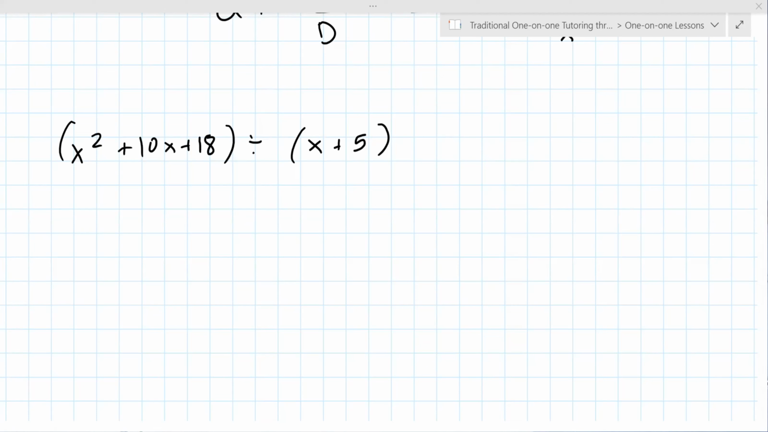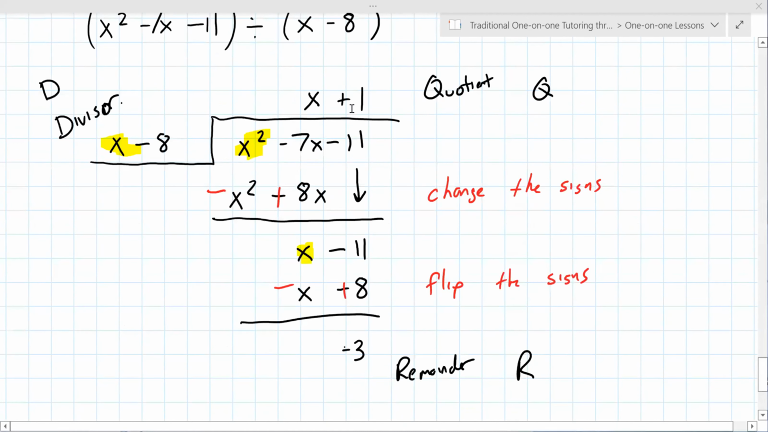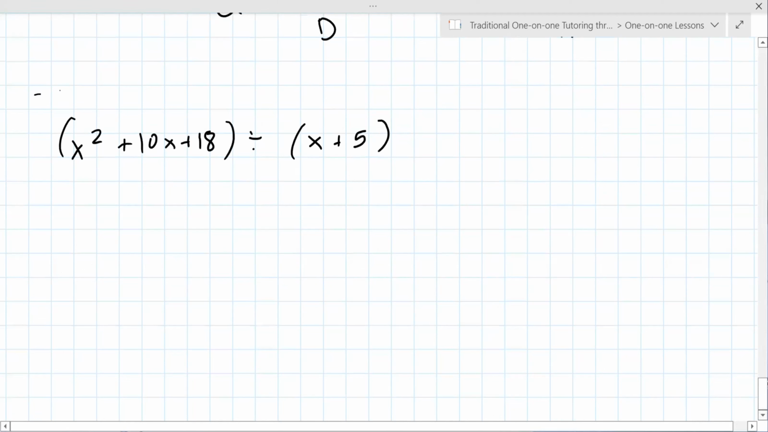After you get 5x plus 18, you bring the 18 down. Yes, you want to bring the 18 down. And like the last one, where you got x plus 1 as your quotient, is it going to be x plus 5 as the quotient? Yes, that's correct. And let me know what you get for a remainder.